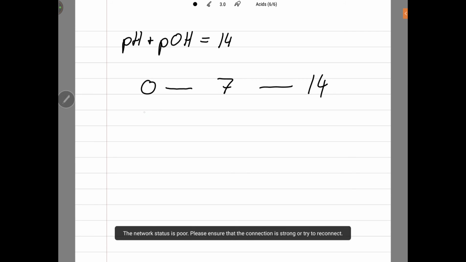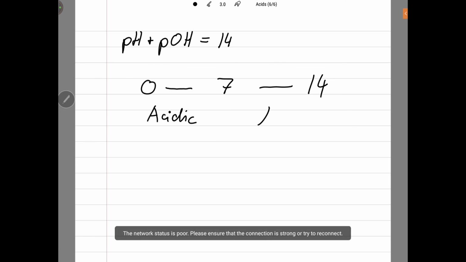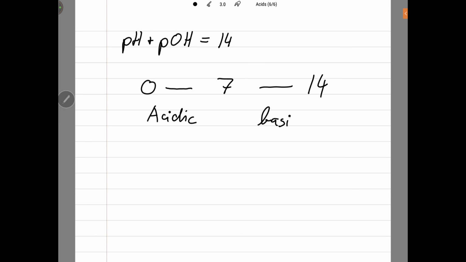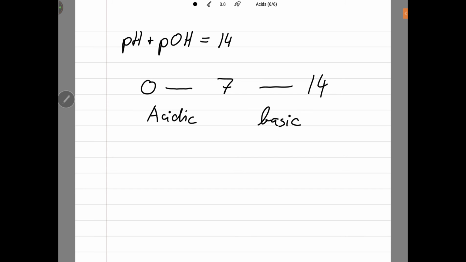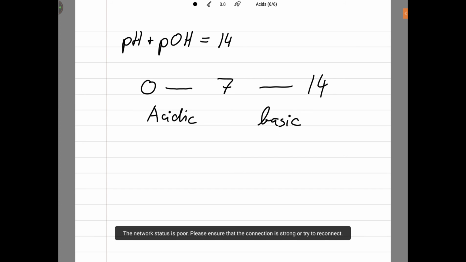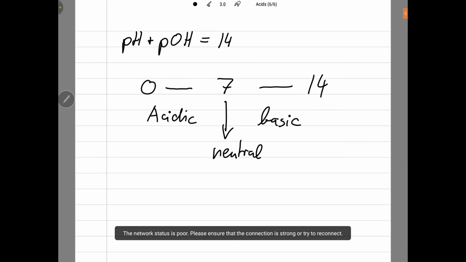And we say everything below 7 is acidic. Everything above 7 is basic. Okay? Makes sense? What is 7? Neutral. Neither here nor there. So 7 is neutral.